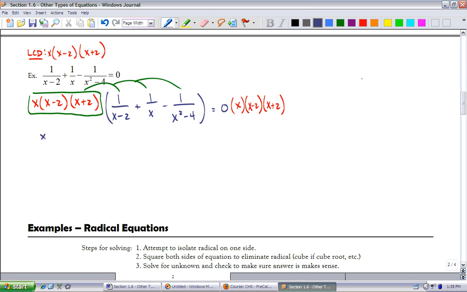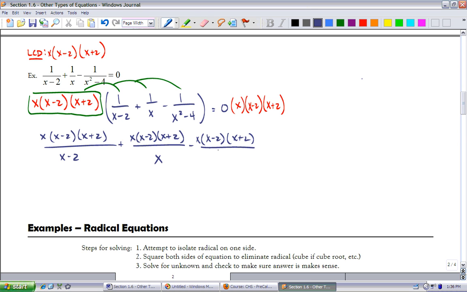You're going to have an x minus 2, x plus 2, all of that over x minus 2 plus, same thing, x times x minus 2, x plus 2, all over x, minus x times x minus 2, x plus 2, all over essentially x plus 2, x minus 2. And all of that is going to equal 0, because 0 times all of this junk up here is just going to end up being 0. Okay? So, now we got to look at what's left over after we distribute here.